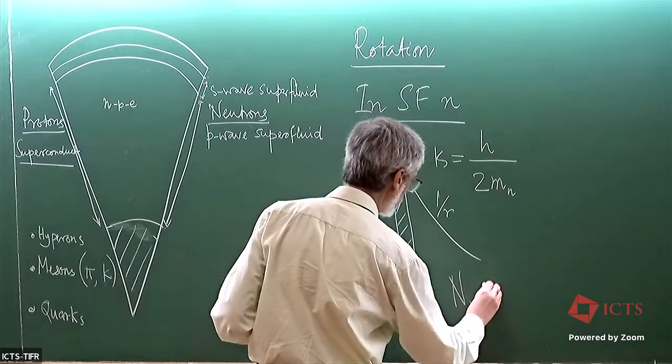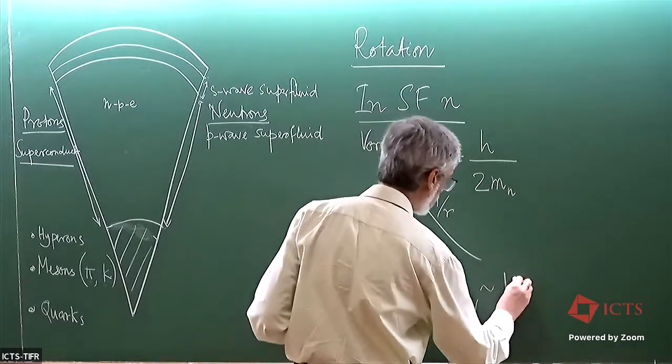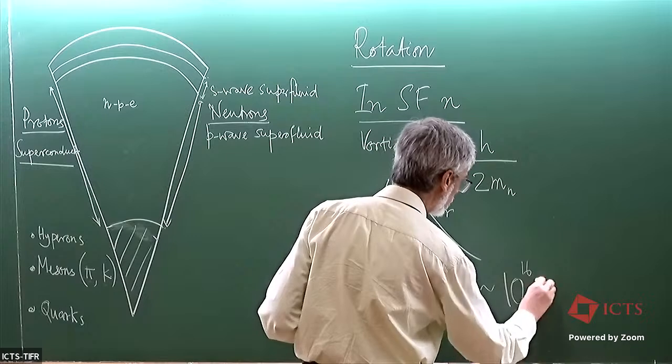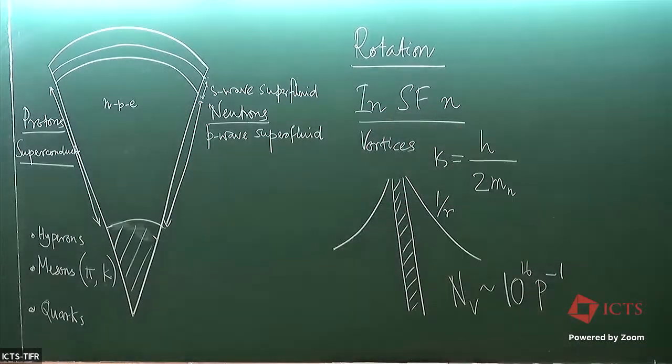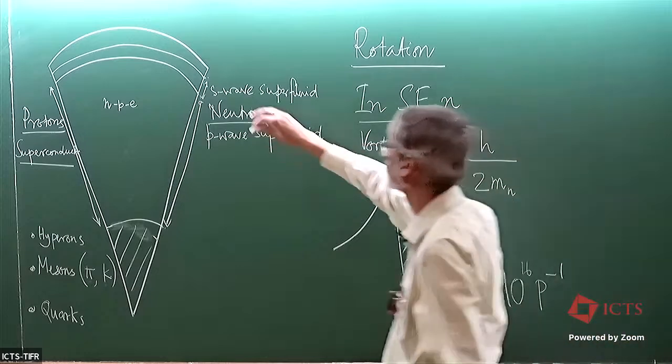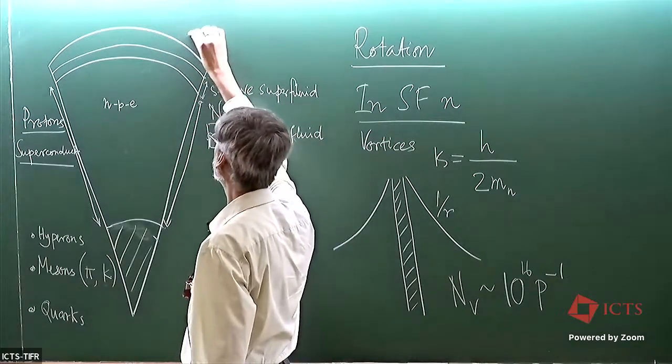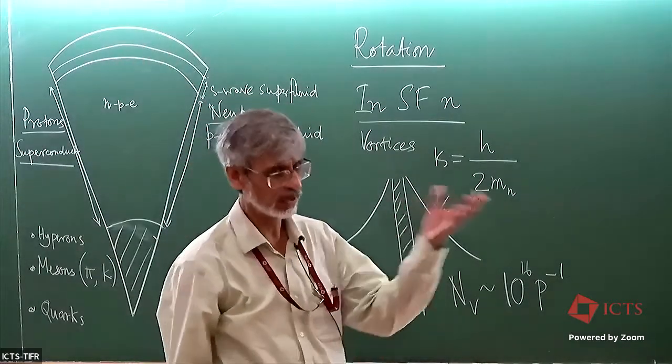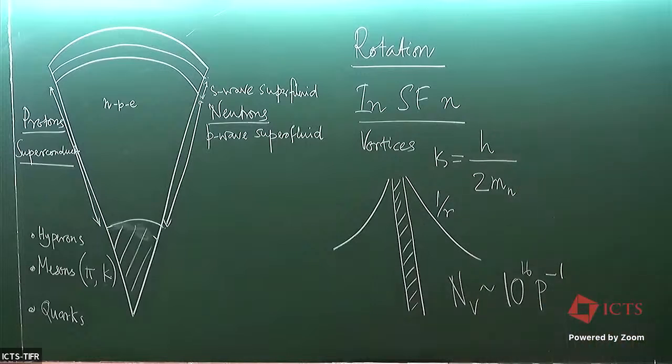N vortex is of the order of 10 to the power of 16 per centimeter squared. Rotation of the neutron star is not constant over time. As I said, the neutron star also has a strong magnetic field. And this magnetic field, of course, is seen outside, and you have a magnet. If you rotate a magnet, then it is going to produce some electromagnetic radiation.